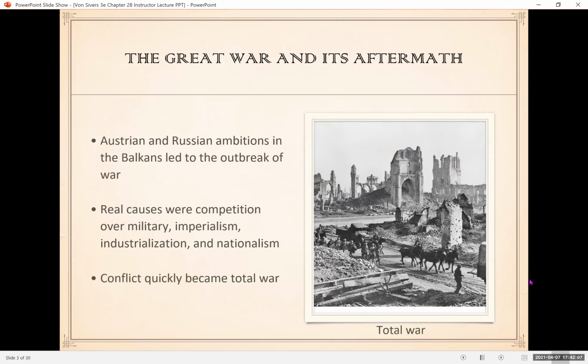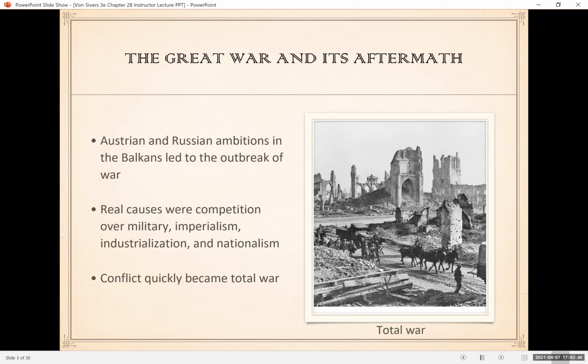World War I will break out in 1914 and conclude on the 11th hour of the 11th day of the 11th month of 1918. That is at 11 a.m. November 11th, 1918, where the war will end in an armistice, meaning a ceasefire.